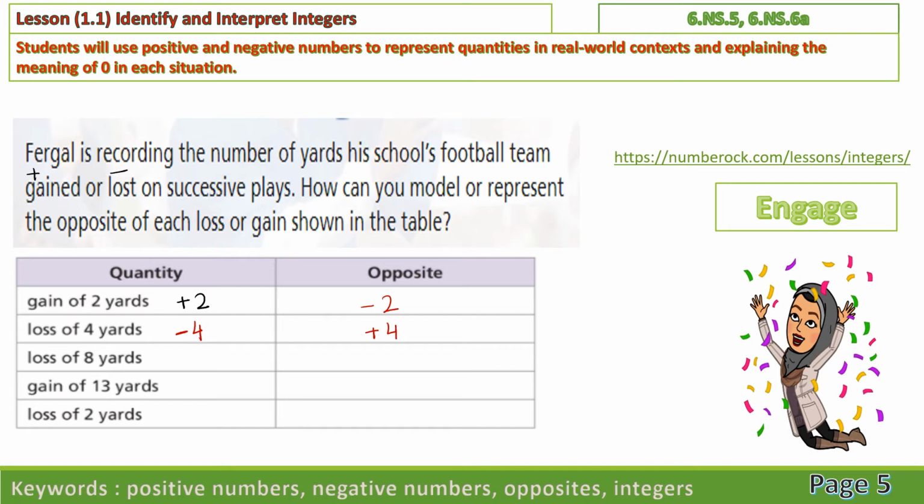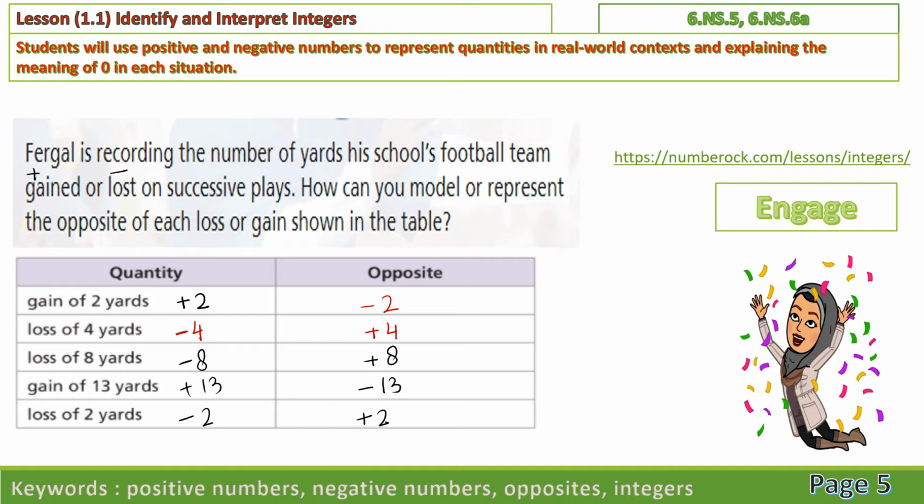Okay. Loss of 8 yards. Loss means negative and then 8. What is the opposite of negative 8? Yes, it's positive 8. Gain of 13 yards. What does gain mean? Positive and then 13. What is the opposite of plus 13? It's negative 13. What is loss of 2 yards? Loss means minus and then 2. What is the opposite of minus 2? Positive 2. So I hope that we understood this thing.